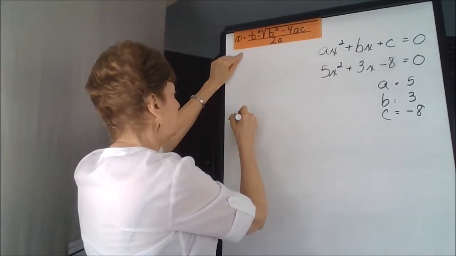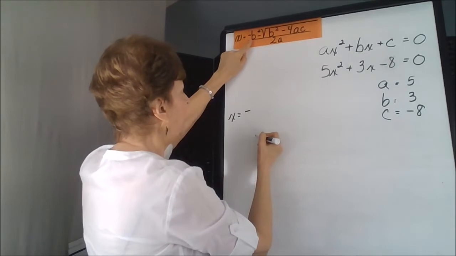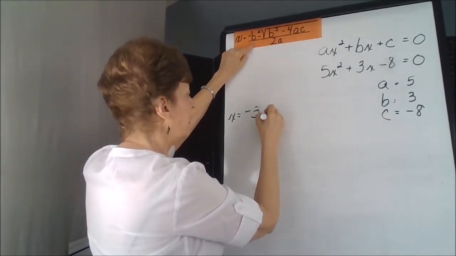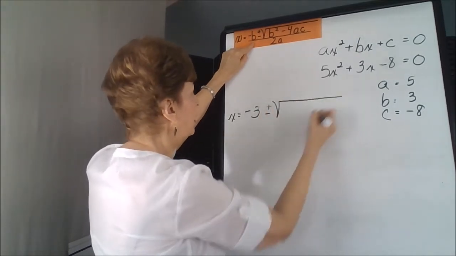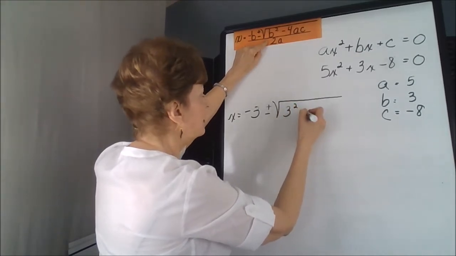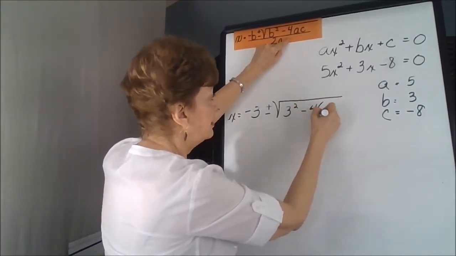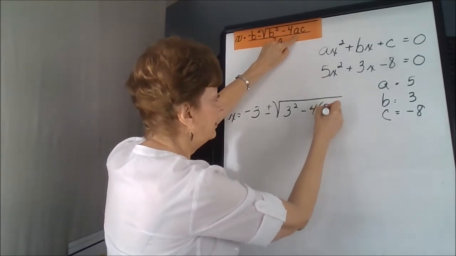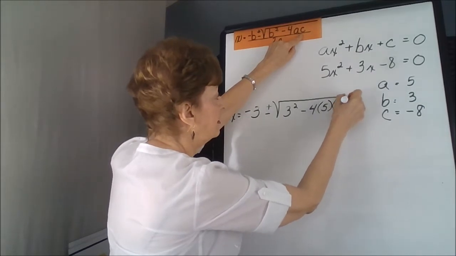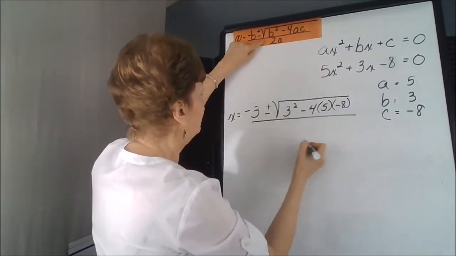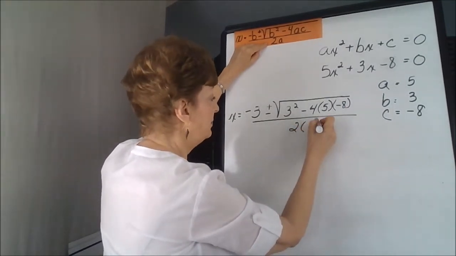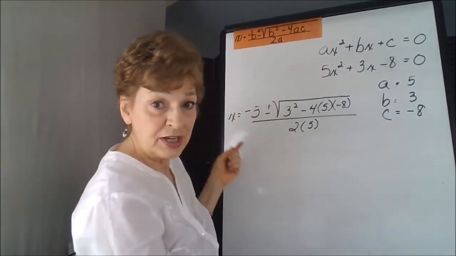So x is equal to negative b, which is 3, plus or minus the square root of b, which is 3, squared, minus 4 times the quantity a, which is 5, c, which is negative 8, divided by 2 times the quantity a, which is 5. Now we just chug through the math.